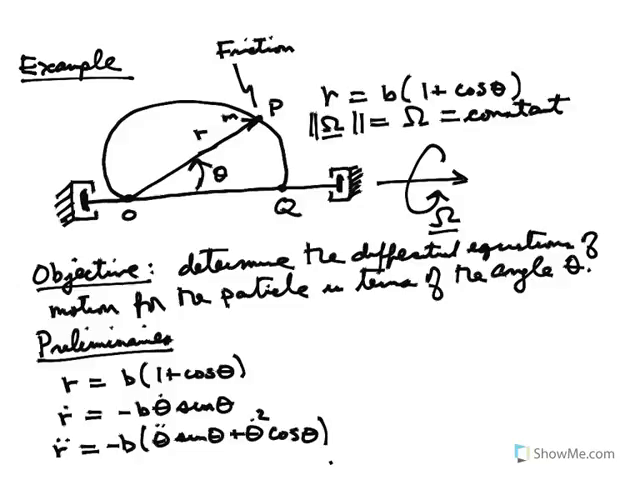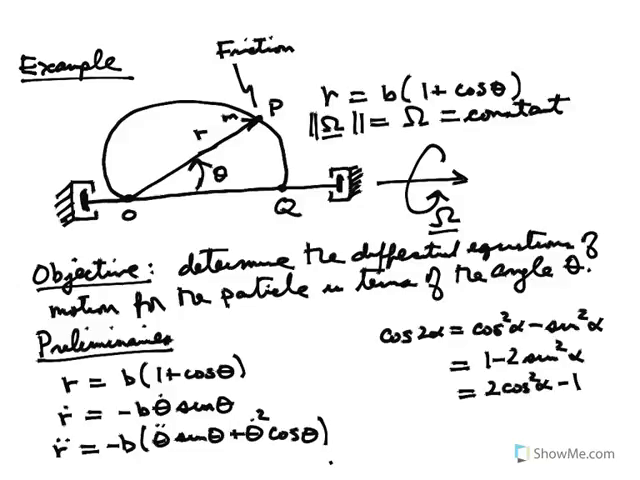Now, in addition to that, I also want to use the following trigonometric identity, which I'm going to need later on in the problem. We know that cosine of 2 alpha is equal to cosine squared alpha minus sine squared alpha. That's also equal to 1 minus 2 sine squared alpha, which is equal to 2 cosine squared alpha minus 1. So from this, I get the identity that 1 plus cosine of 2 alpha is equal to 2 cosine squared alpha. I'm going to need that later on when I do some of the calculations to deal with the forces in this problem.